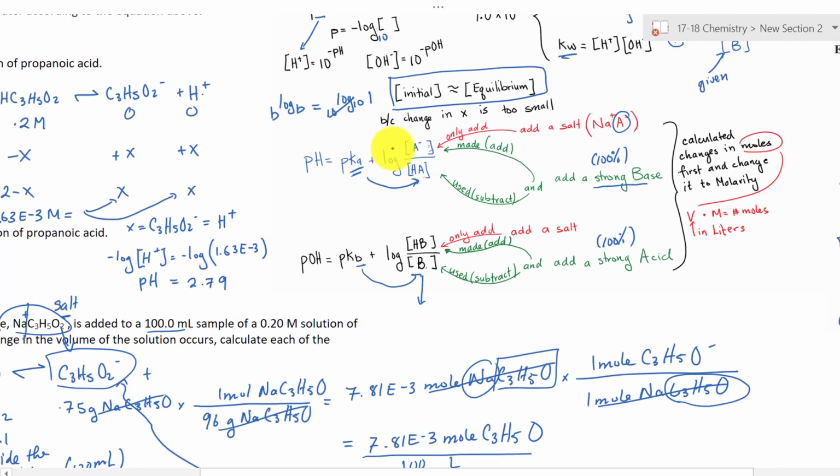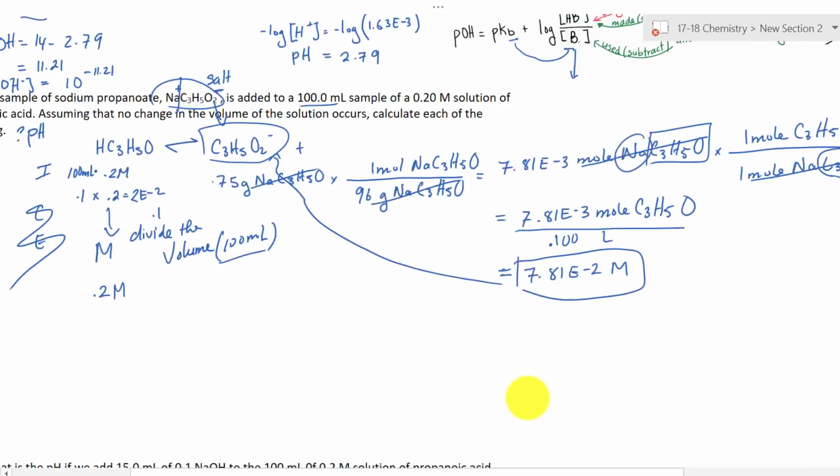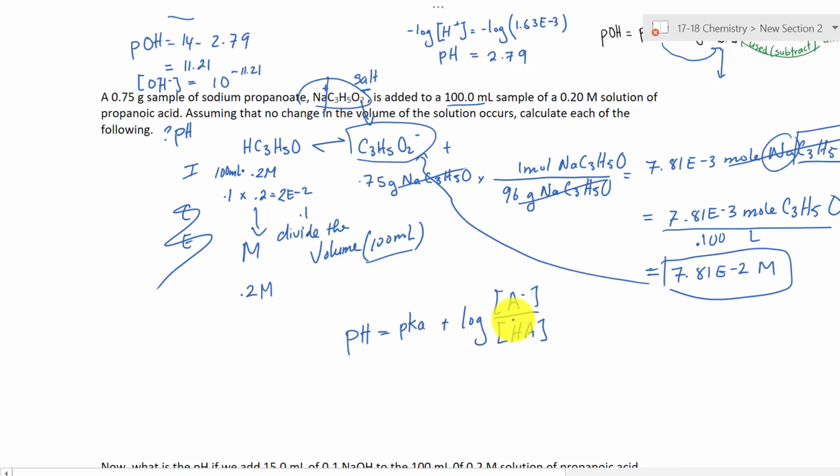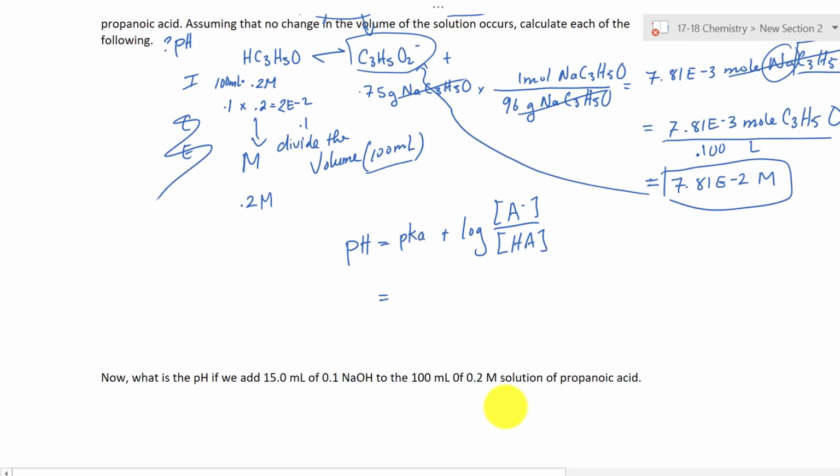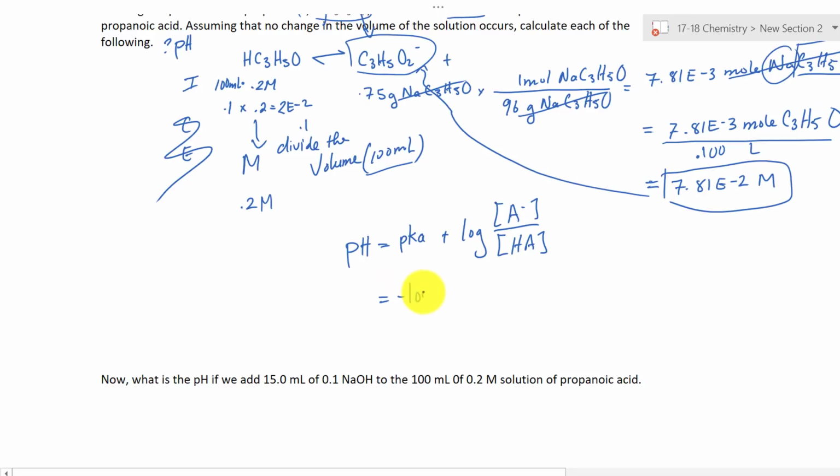We have our Ka, we have the concentration of the acid after adding the salt in, and we also have the concentration of the conjugate base after adding in the salt. So let's plug this into the Henderson-Hasselbalch equation. So here it is again. Our Ka from up here is given to us: 1.34 times 10 to the negative fifth. So we have negative log, that's coming from the letter P, of 1.34 times 10 to the negative fifth, okay?